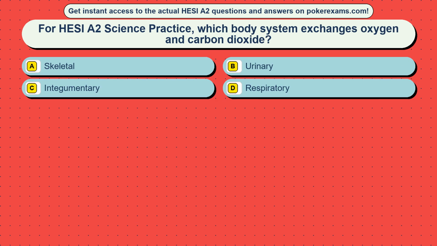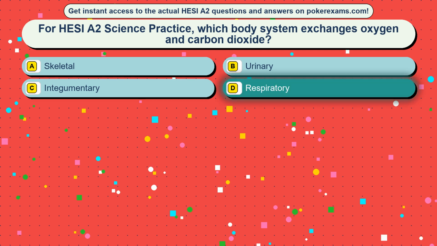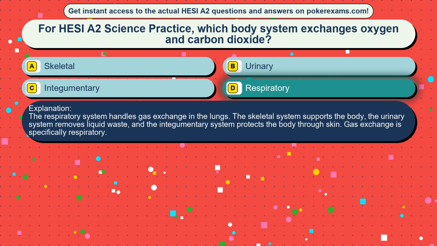Question 22. For HESI A2 Science Practice, which body system exchanges oxygen and carbon dioxide? Option A, skeletal. Option B, urinary. Option C, integumentary. Option D, respiratory. The correct answer is option D, respiratory. The respiratory system handles gas exchange in the lungs. The skeletal system supports the body, the urinary system removes liquid waste, and the integumentary system protects the body through skin. Gas exchange is specifically respiratory.